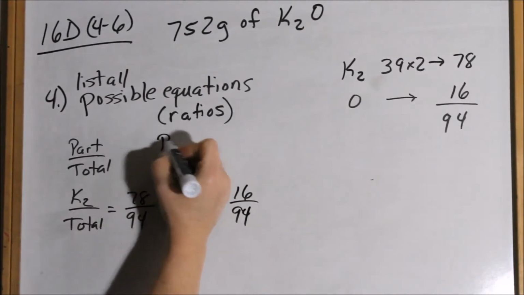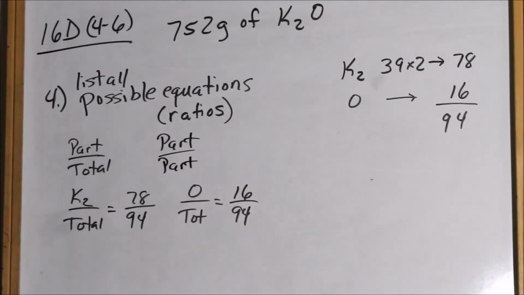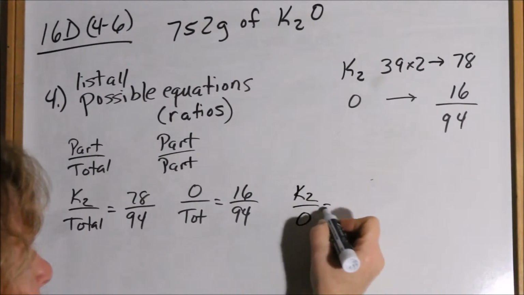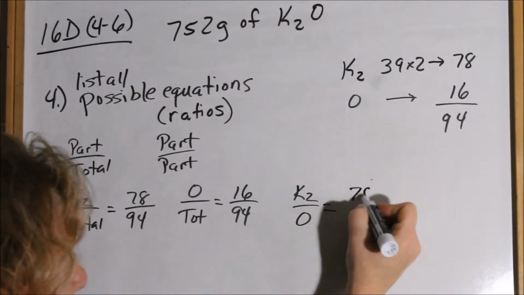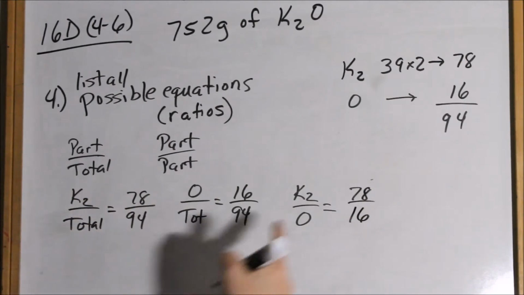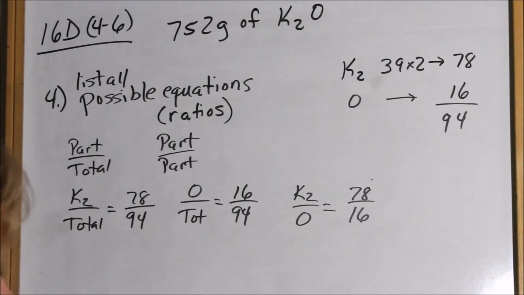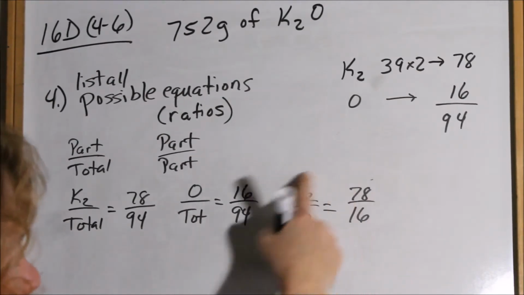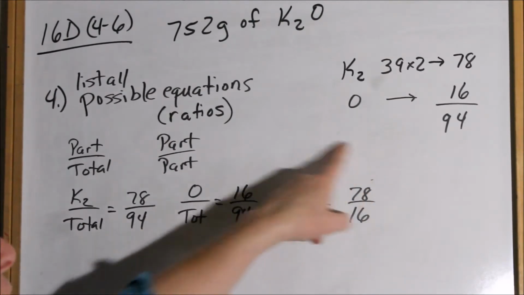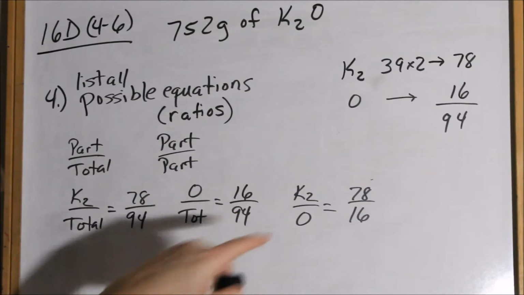But we can also do what we haven't done so far. You can do the part over the part. So we can actually make a ratio of K2 over the oxygen. So that would be 78 over 16, or you can reverse these numbers. When you're doing the part over the part, it doesn't really matter which one's in the numerator. So this one is not used as much. I mean, it can be. You just need to know that you can do this. You can make a ratio of one element to the other element.